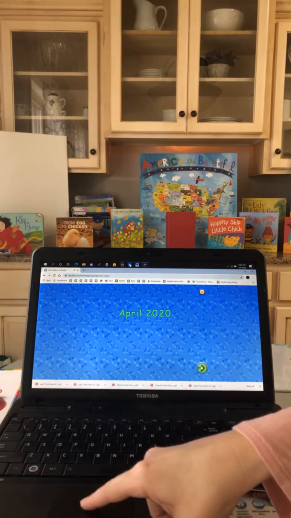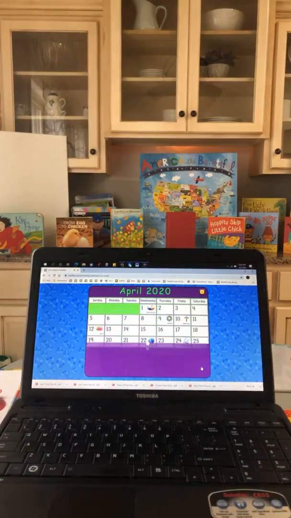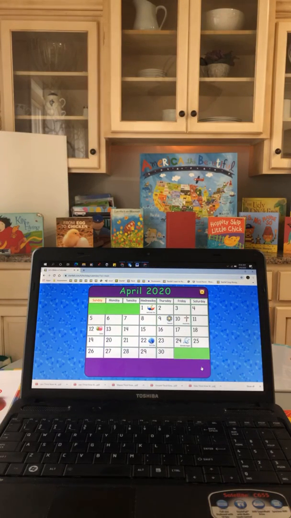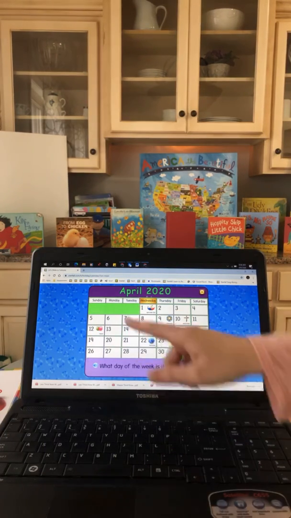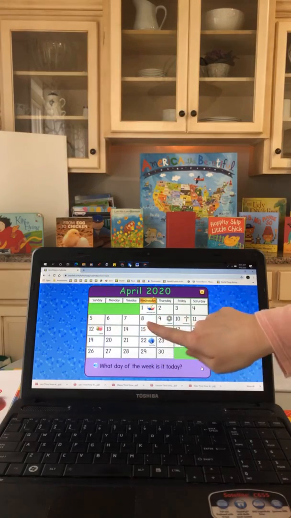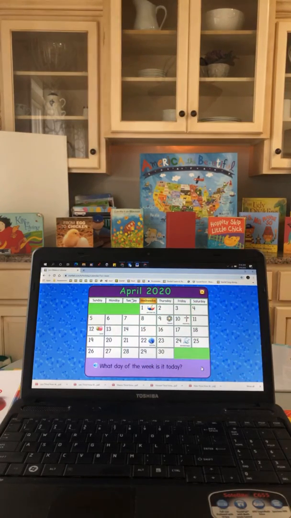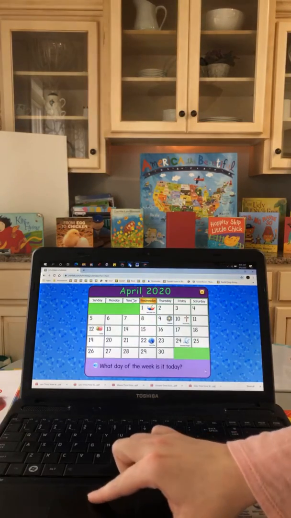Okay, let's say our days of the week with our calendar. Sunday, Monday, Tuesday, Wednesday, Thursday, Friday, Saturday. Okay, guys, yesterday was Tuesday, so that means today is Wednesday. And yesterday was April 7th. That means today is April 8th. That's right. So it's Wednesday and it's April the 8th.